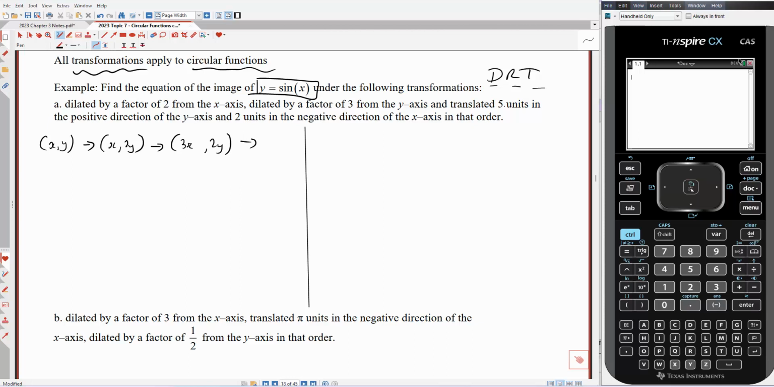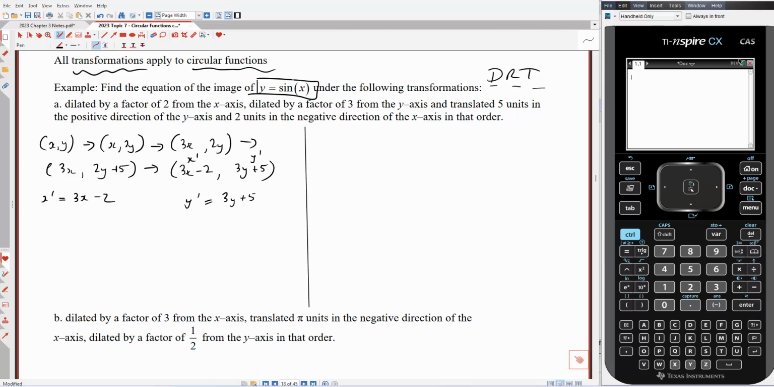Translated 5 units in the positive direction of the y-axis. Okay, so 3x, 2y plus 5. 2 units in the negative direction of the x-axis, in that order. So they're the transformations to create the image of x. They're the transformations to create the image of y. So we're going to say x dash, the image, is created by doing this stuff here. And y dash is created by doing this stuff here.